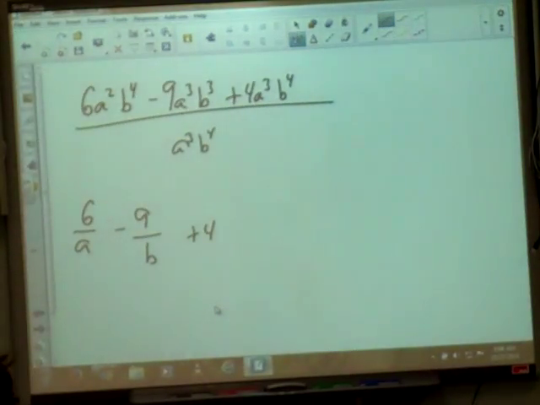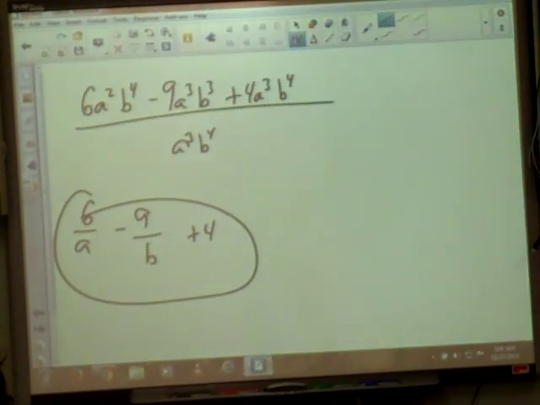So that is your answer. That looks so complicated. It does. My answer looks goofy too to me, but it's right.